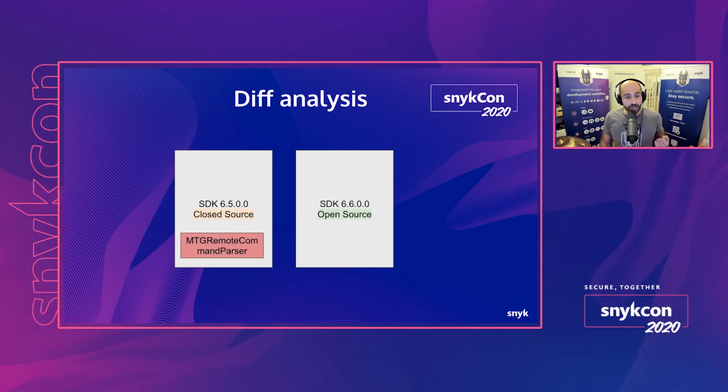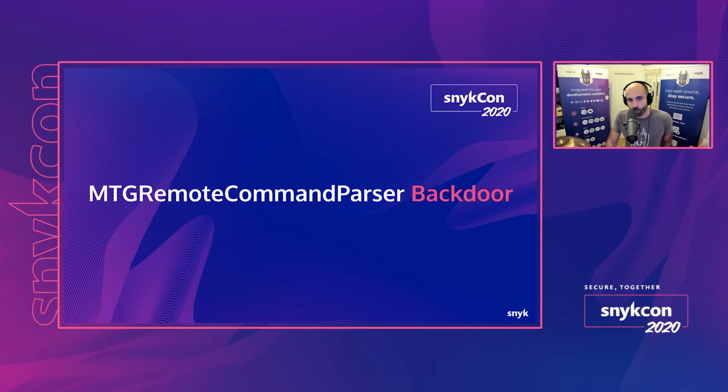And interestingly, we identified another piece of code that was removed from version 6.5 and was not included in 6.6, the open source version. We didn't know about this module. We hadn't identified it in our previous result. It wasn't flagged when we threw our wide net, right? We didn't identify this component until they published the open source code. So this is very interesting. As you can see from the name, MTG probably stands for Mintegral, remote command parser. So remote command. Let's look at what this is.